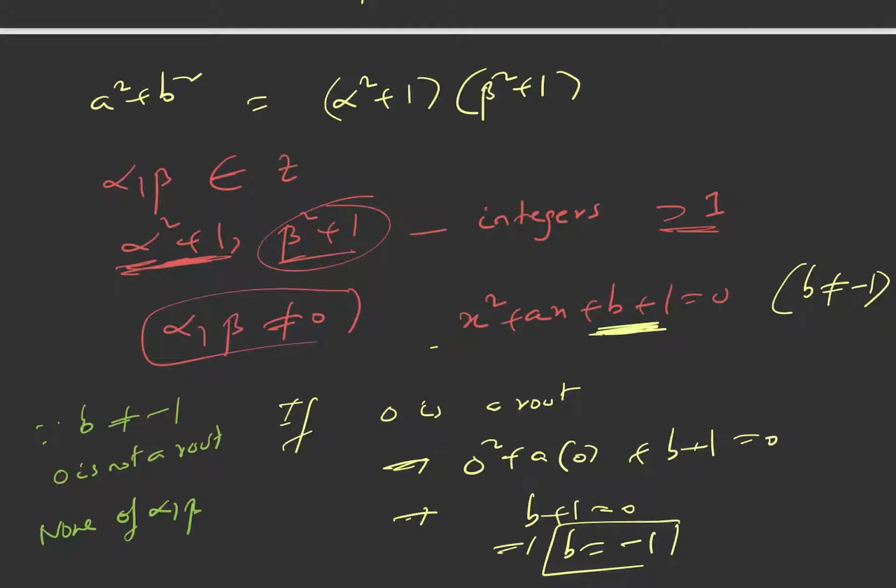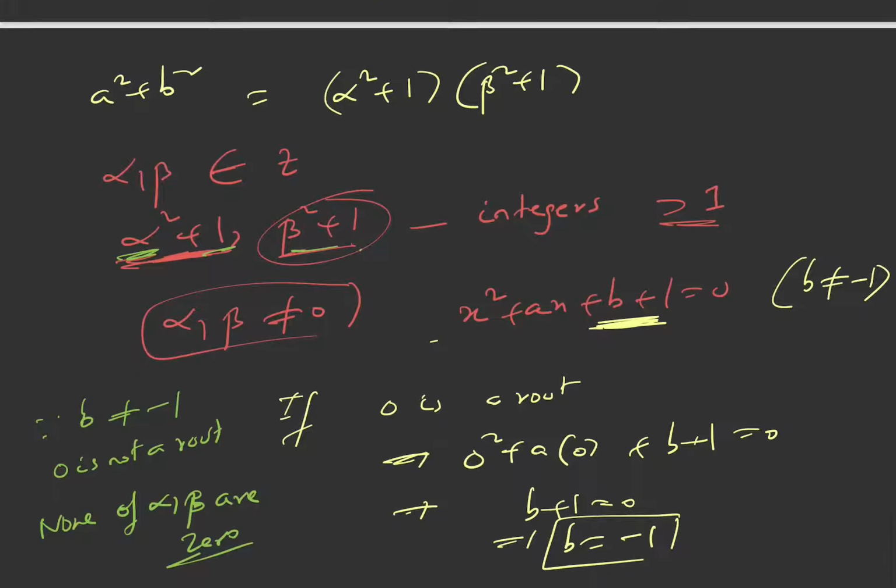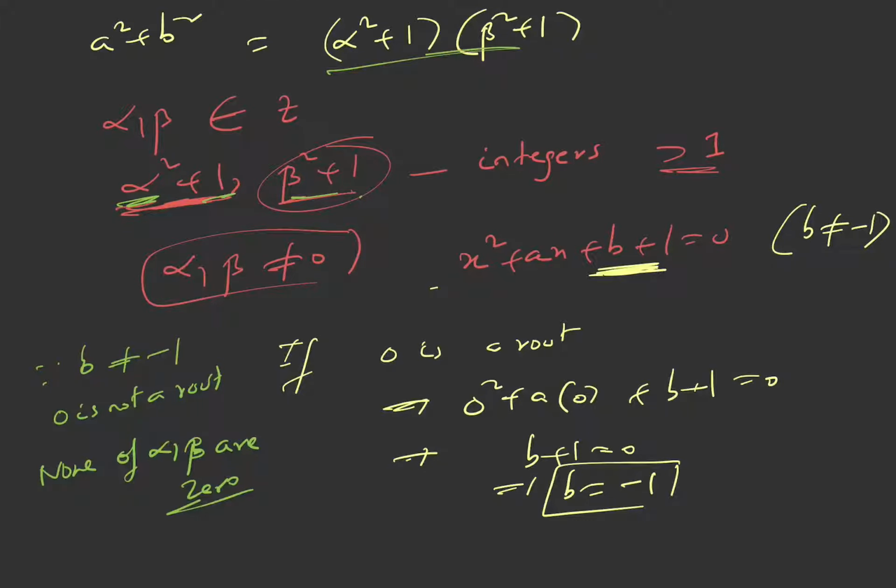None of alpha and beta are 0. So then alpha square plus 1 and beta square plus 1 will be greater than 1. So that's why this will be a composite, right? Because this is a product of two integers greater than 1, so it is a composite number. Fine.